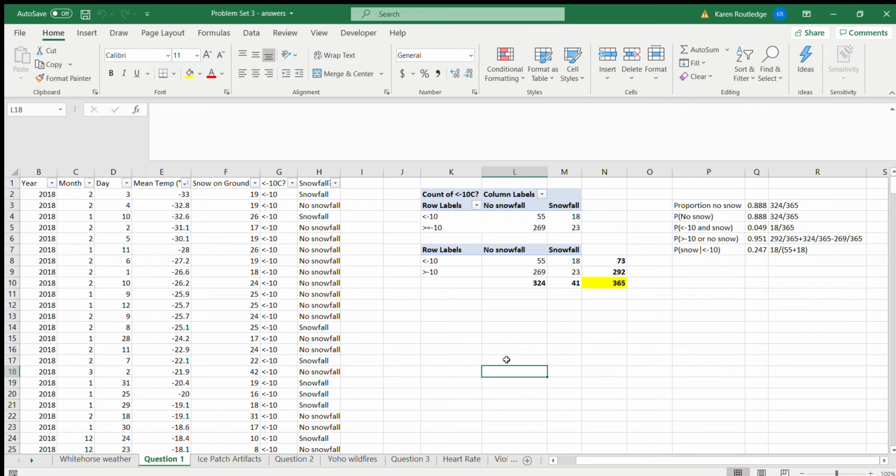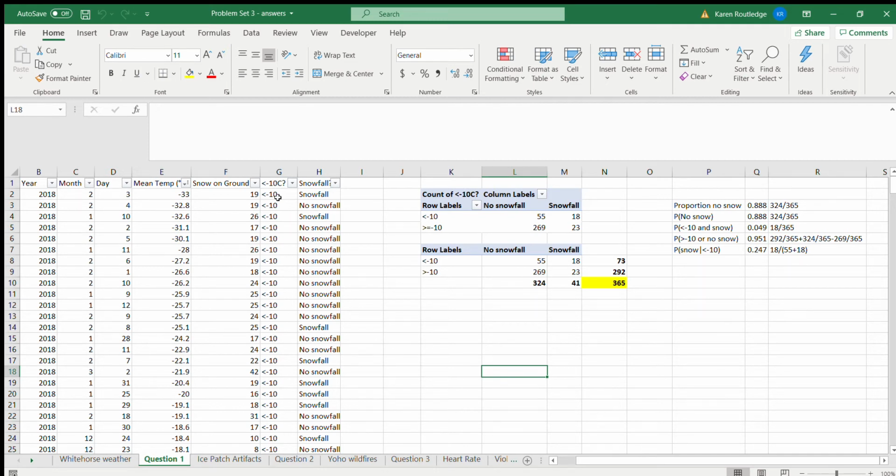White horse weather, question number 1. First step here is actually to make 2 new variables. So this was given in the hint document. Ultimately, we want this 2 by 2 table with temperature over here and snowfall up here. We don't have those variables directly, so we need to use an equation, a function, that would look at the temperatures and say whether or not it is less than -10 or greater than -10. Presumably somewhere in there you have a less than or equal to or greater than or equal to. I didn't care which way you did it.